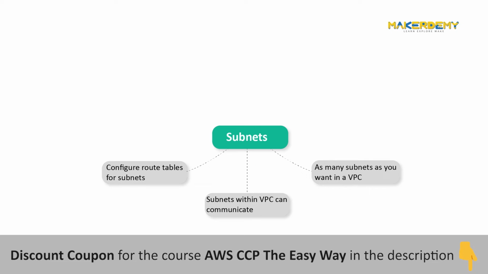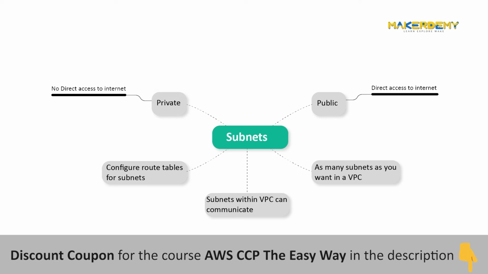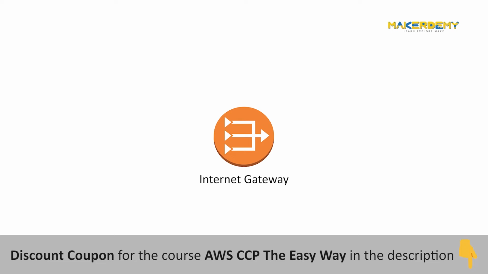Subnets are generally classified as public and private. Public has direct access to the internet. Private doesn't have direct access to the internet. An internet gateway is attached to the VPC for a subnet to be public, and the route table is updated to send non-local traffic.